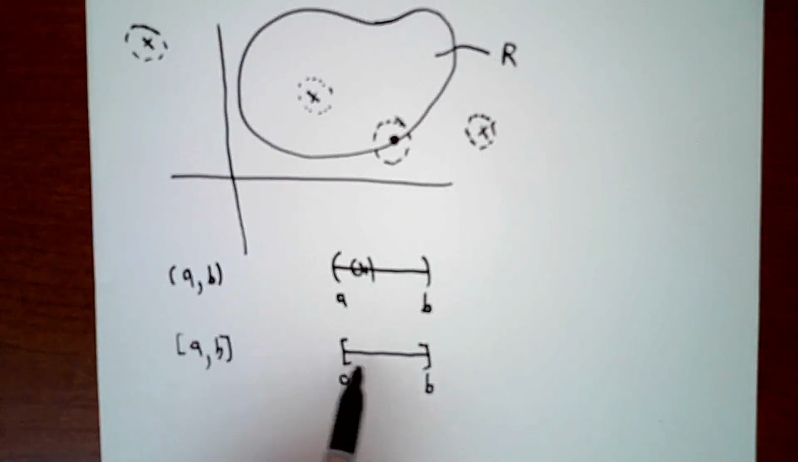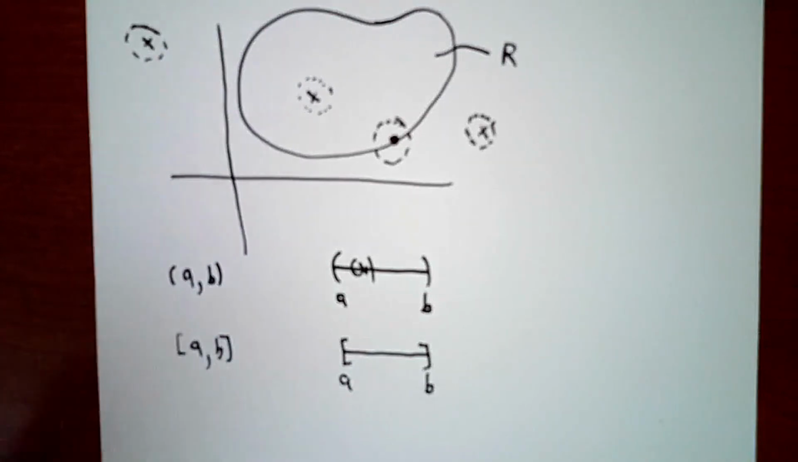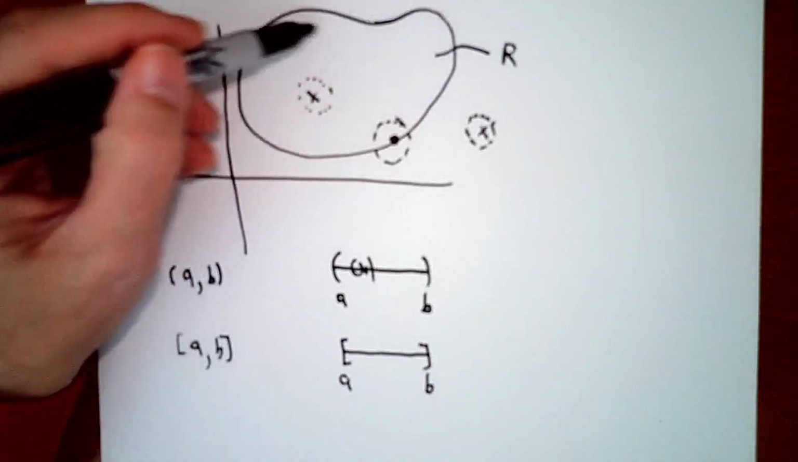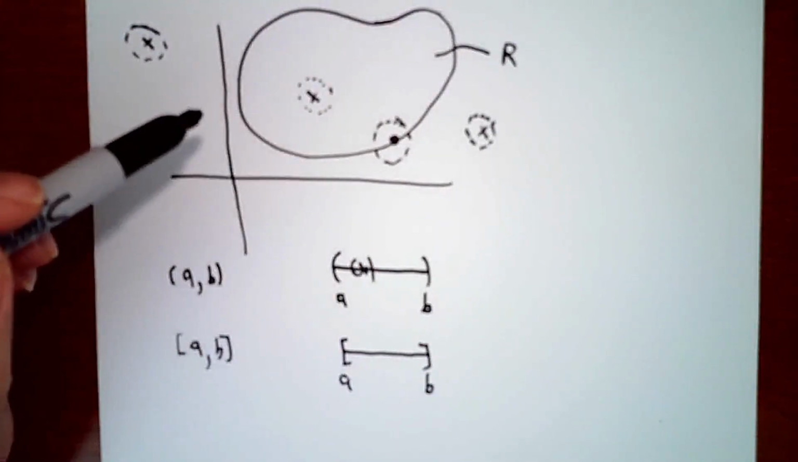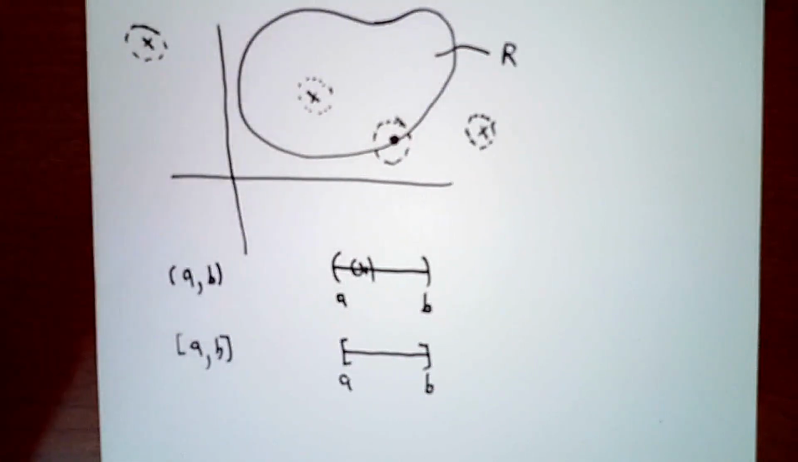The boundary points here are A and B. A is an actual member of this interval. B is a member of this interval. So this is what we would mean by a closed set. It contains all of its boundary points. In this context, if all of the points on the curve are actually points of the set, then we would call this a closed set.